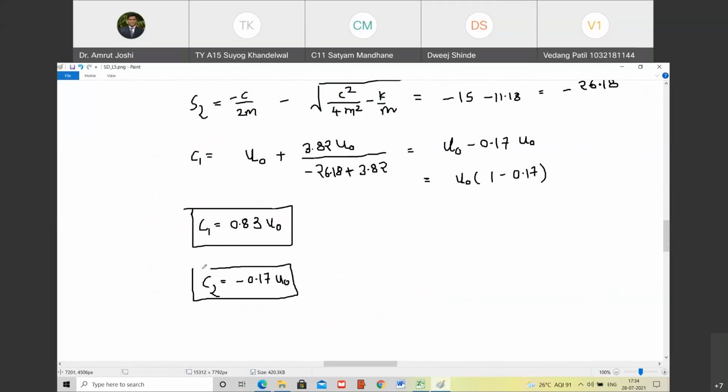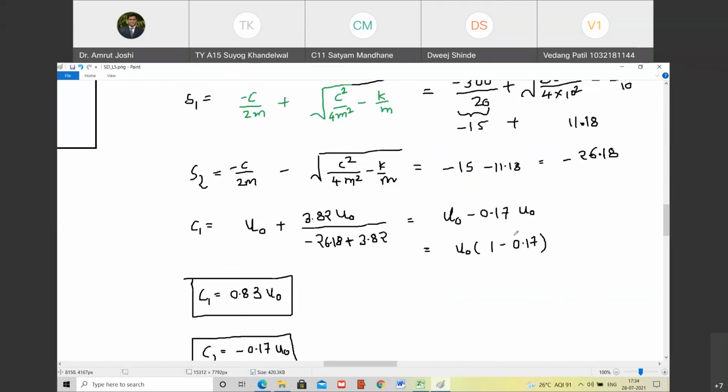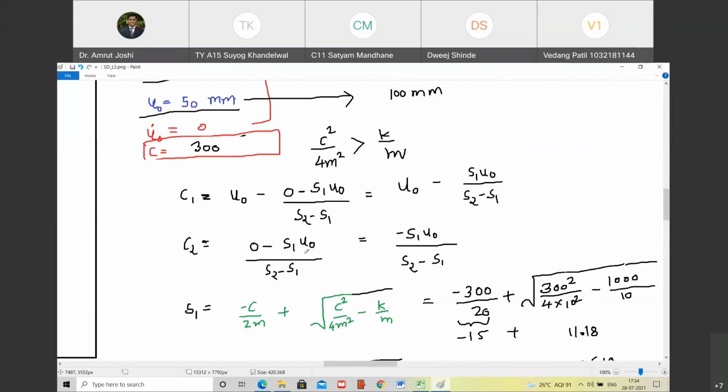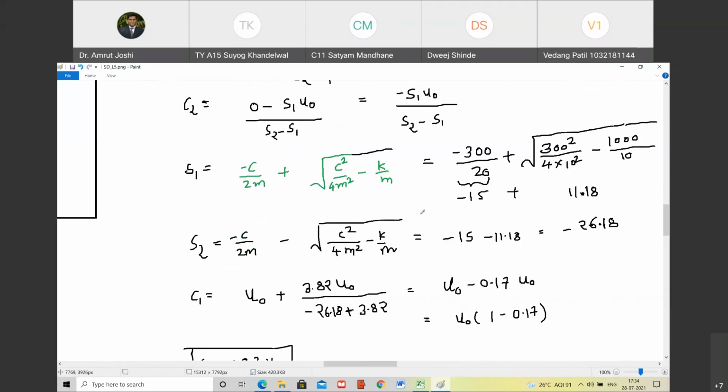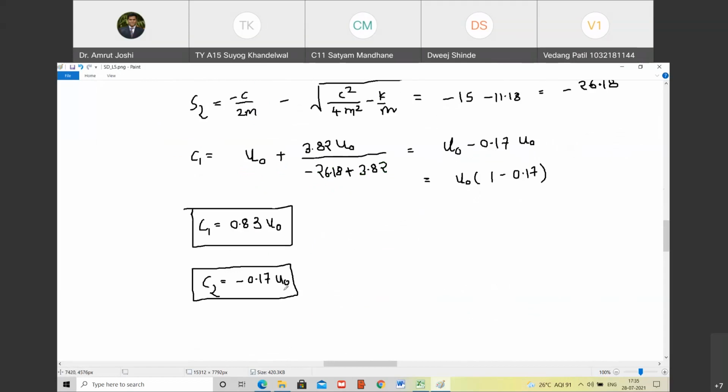Look, there is no mistake in the calculation, right? I think it should be positive 0.17. See, S1 is negative. S2 minus S1 turns out to be negative. That negative sign will get cancelled with the negative sign in the denominator. But there is already one negative sign sitting outside. So it is minus 0.17 times U0. Correct?